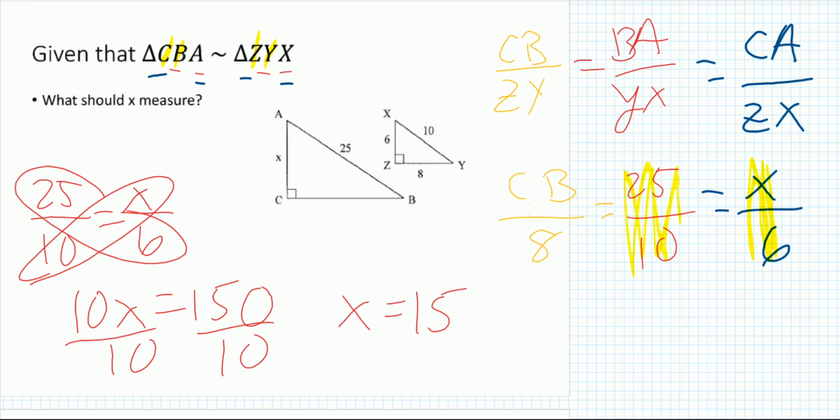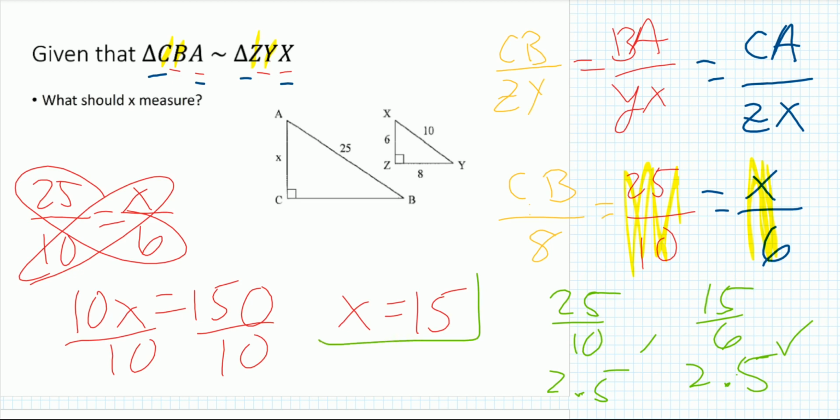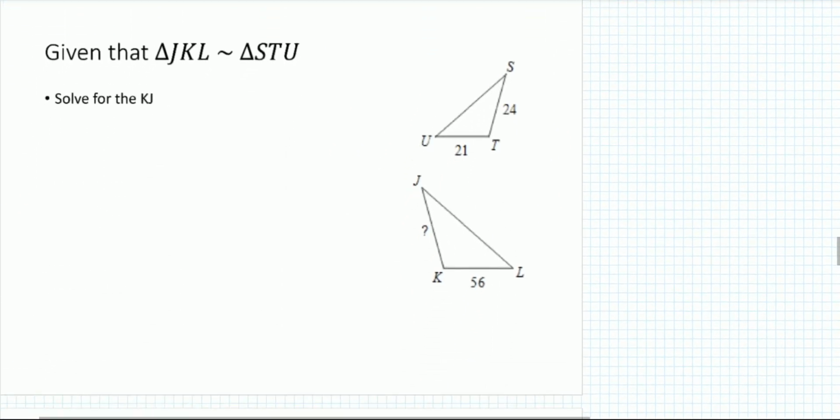You can just check your work, right? 25 over 10 is equal to 2.5. And then 15 over 6, is that also equal to 2.5? Yes, it is, because I just put it into the calculator. And so there you go. This is correct, and so x is equal to 15. Okay, so let's go ahead to the next one.